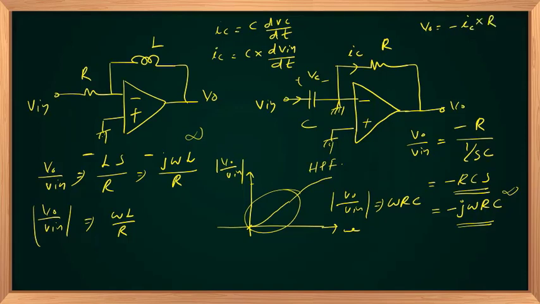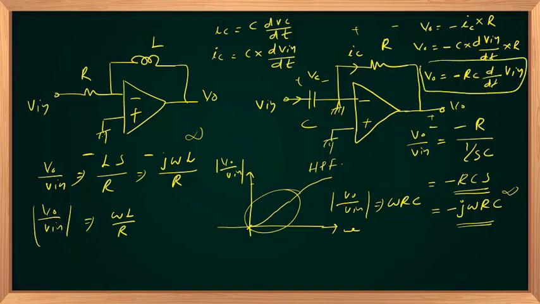The same IC flows through R also. This is at ground. Polarity is plus minus. This drop is plus minus. So V out is minus IC into R. Then IC is nothing but C times dV in by dt, times R. So we'll write V out is nothing but minus RC times the derivative of V in.